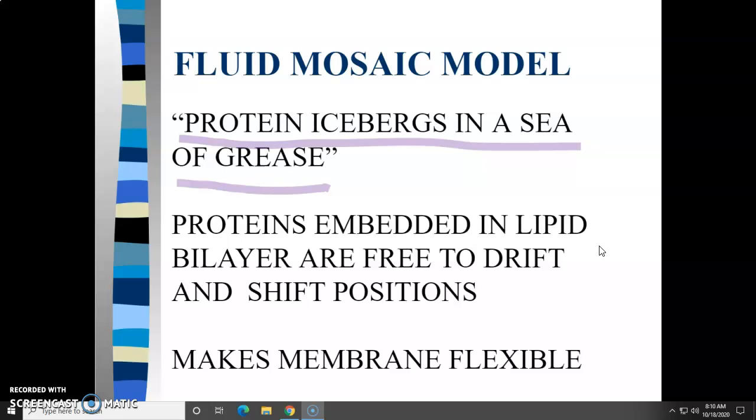Okay, so using your word bank, for A, you should have embedded protein. For B, you should have phospholipid bilayer. For C, you should have hydrophilic head. And for D, you should have hydrophobic tail. So that's a nice little diagram there to help you remember where all these things are we're talking about. So let's talk about how these things move in and out of this cell membrane.